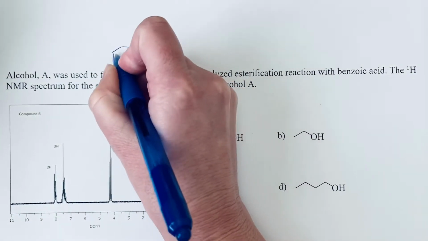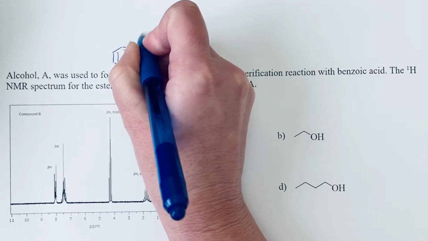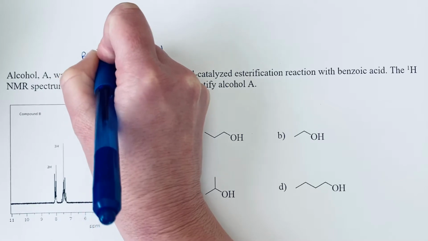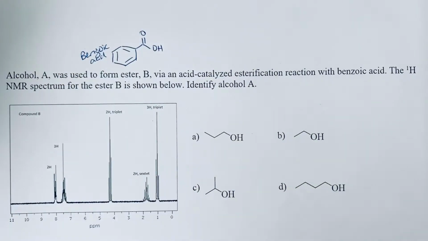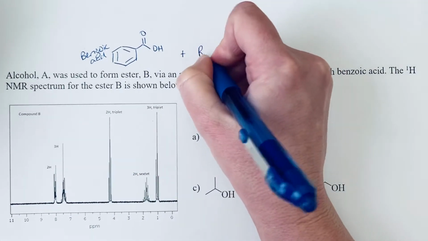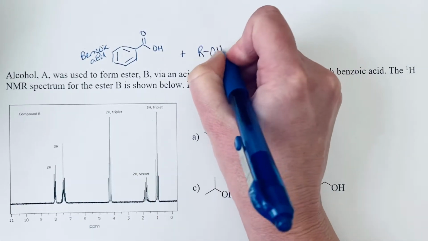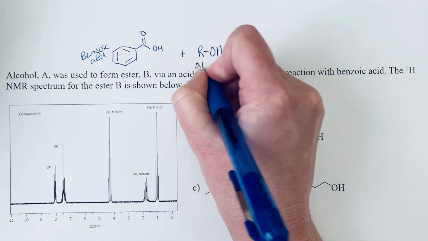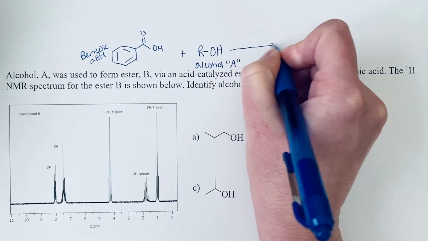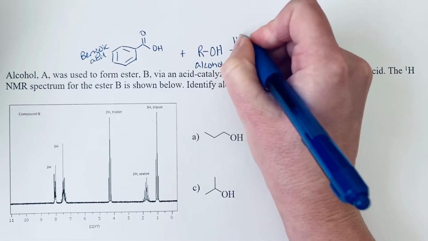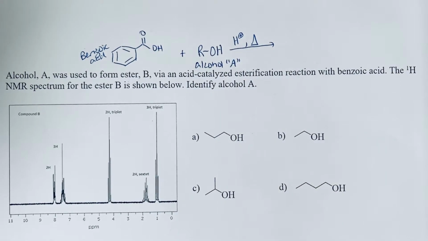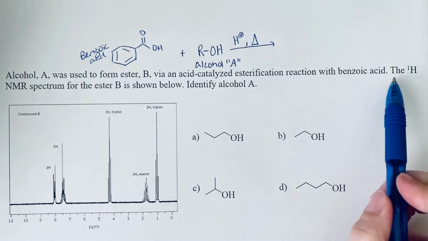So here is benzoic acid. And it tells us that we are reacting this with an alcohol, and they're calling that alcohol A. I'm just going to put an R group on there because we don't know what the alcohol is. And so this is the alcohol A. And it's telling us that we are doing an acid-catalyzed esterification reaction. So that means we've got some kind of acid catalyst in there and some heat. This is also known as a Fischer esterification. And so we are making an ester.